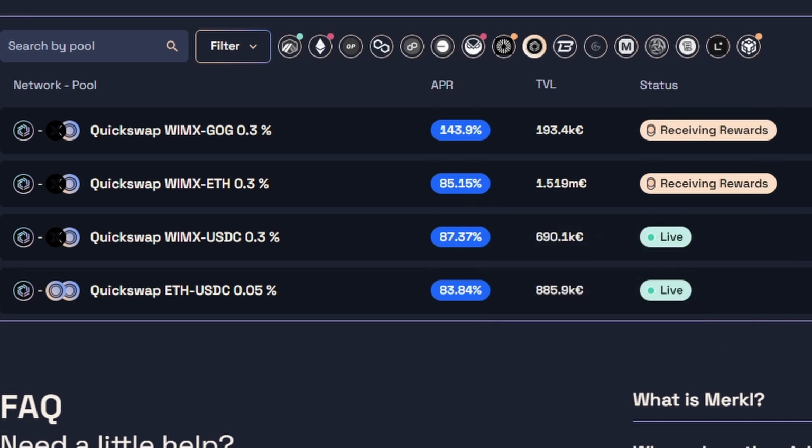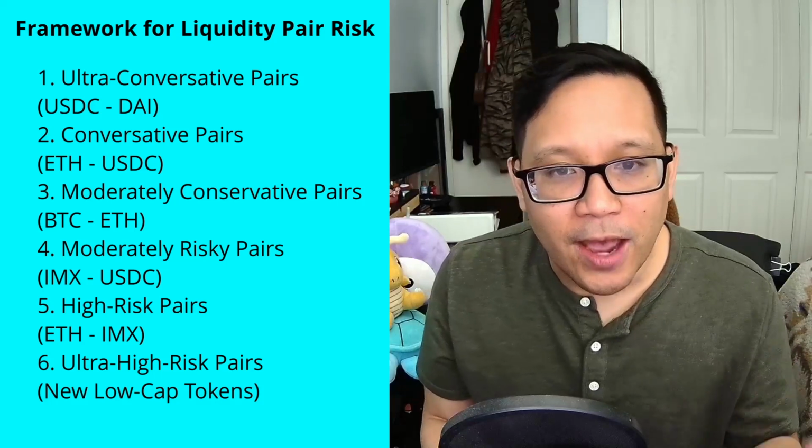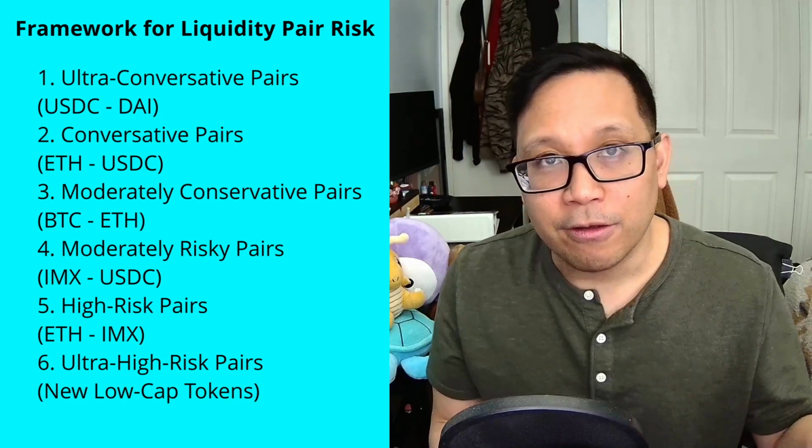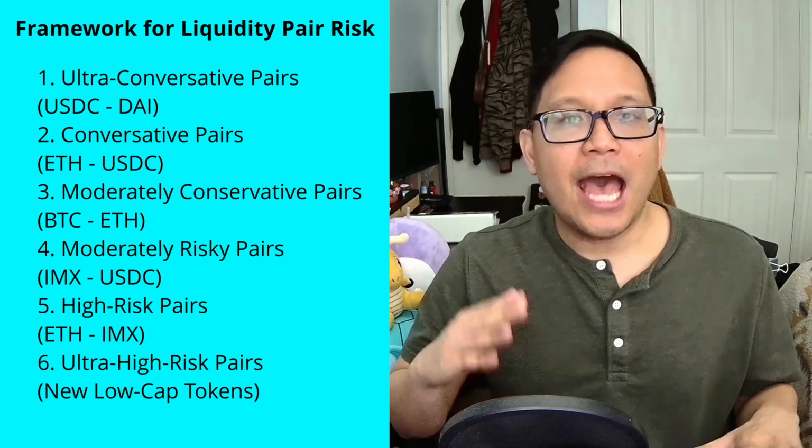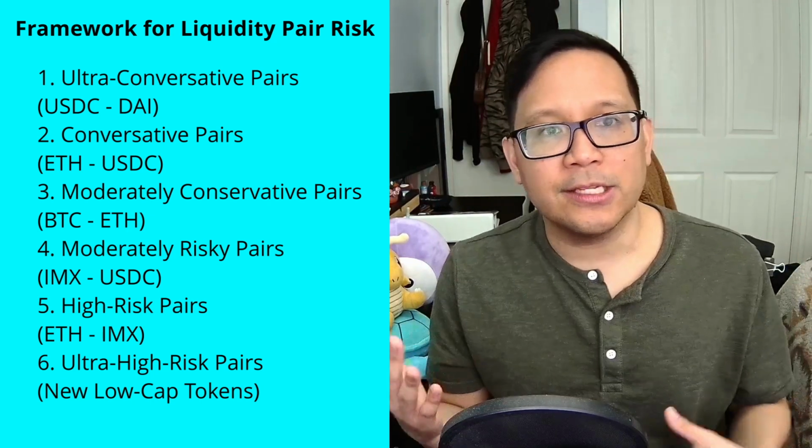So here's a general framework that you can use to determine the risk level of each pair. And again, this is in a vacuum, so you need to factor in other things with it, like macro factors that I'll explain after this. Now let's add more depth to help you categorize and understand these pairs.